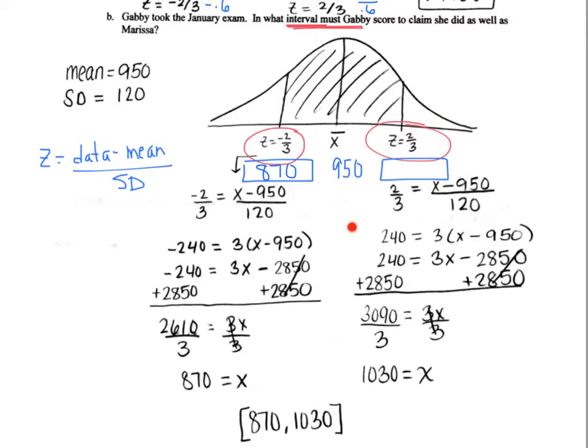And then I did the same exact thing on this side. Well, I said that she needs a z-score of 2/3. We want to find a data value, given a mean and a standard deviation, and I just solved for x. So this upper limit is 1030. So Gabby must score between an 870 and a 1030.